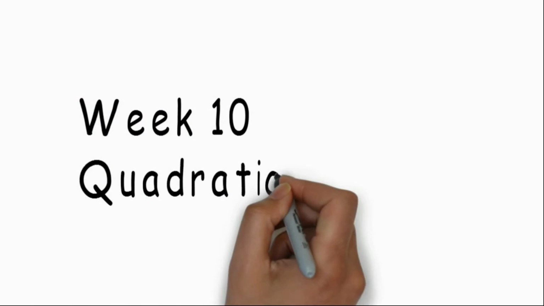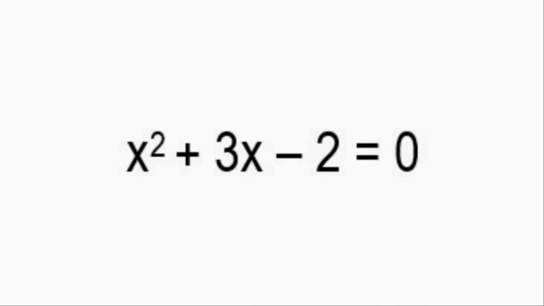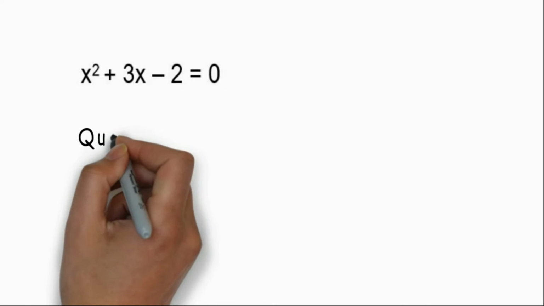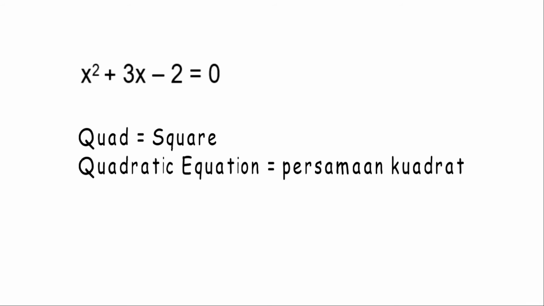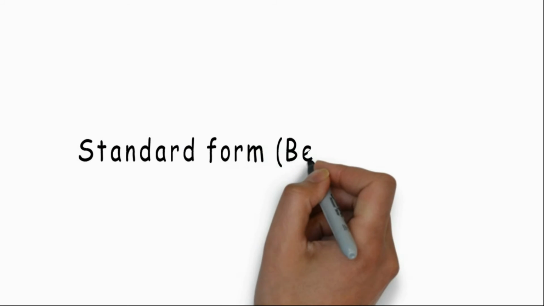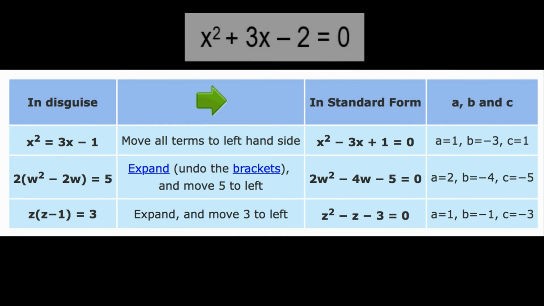In week 10, we have covered quadratic equation. Its name actually comes from quad. Quad means square. So one of the examples of quadratic equation is x squared plus 3x minus 2 equals 0. We could also have a standard form for quadratic equation, which is ax squared plus bx plus c equal to 0. And then we could change any non-standard quadratic equation to the standard form.